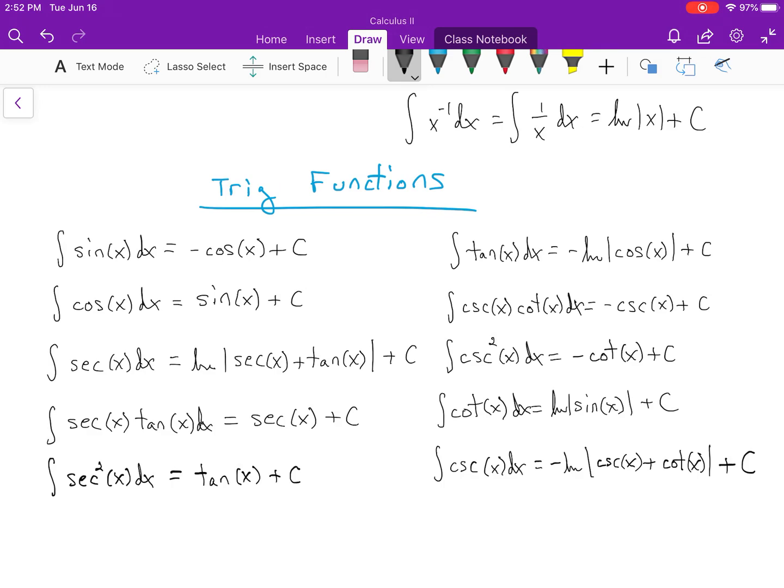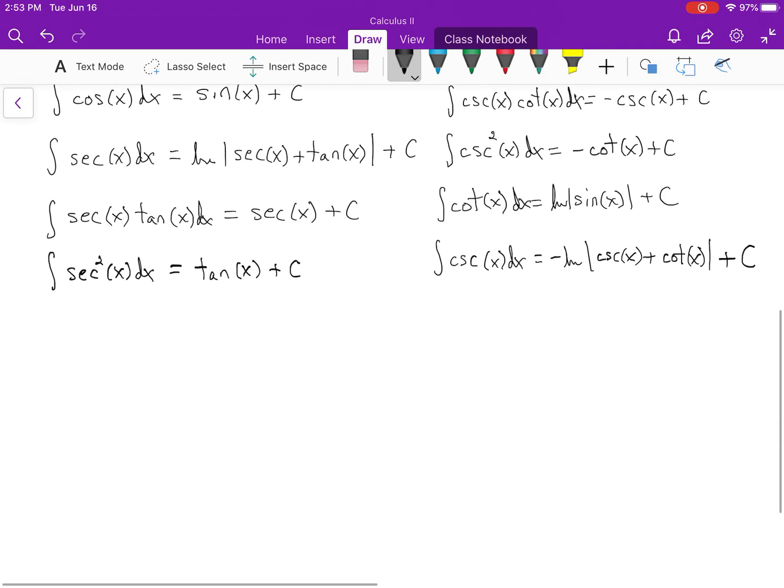Let's see if we missed anything. We've got sine, cosine, tangent, cosecant, secant, and cotangent. We have secant squared and cosecant squared. We've got secant tangent and cosecant cotangent. So that looks like we have all of them.